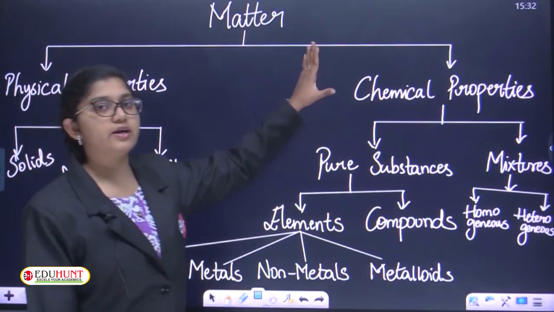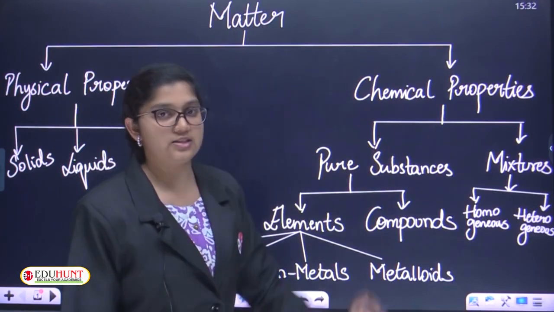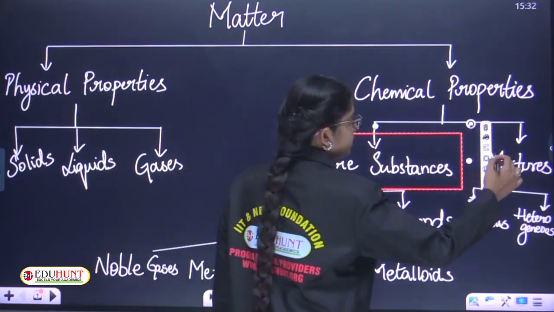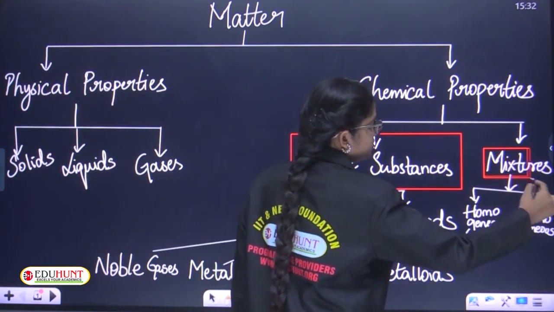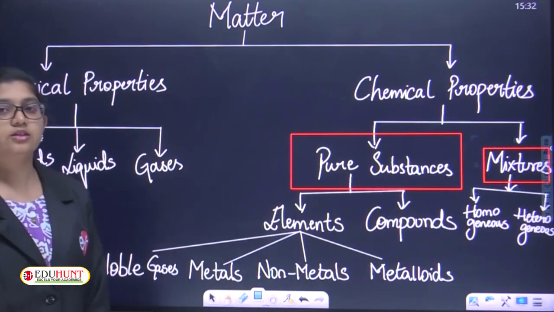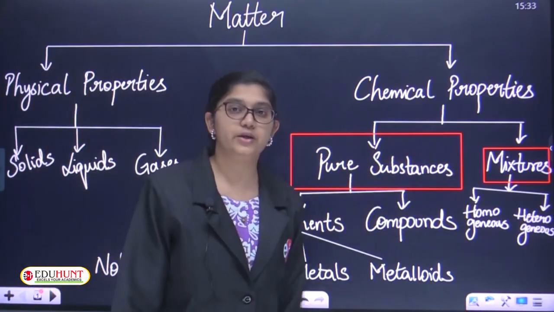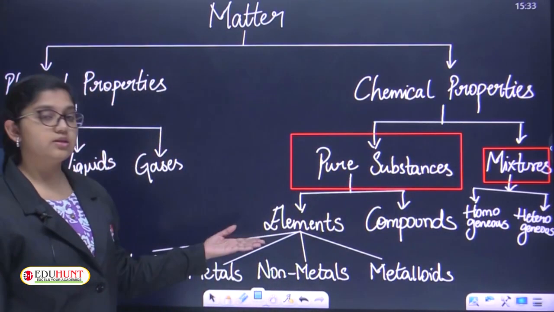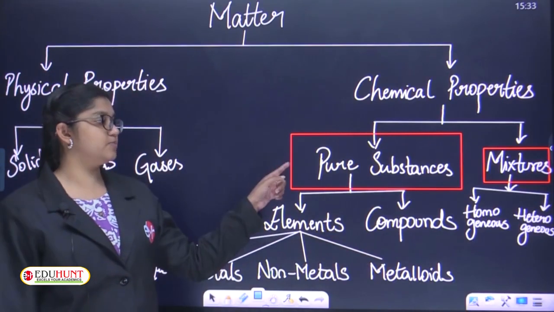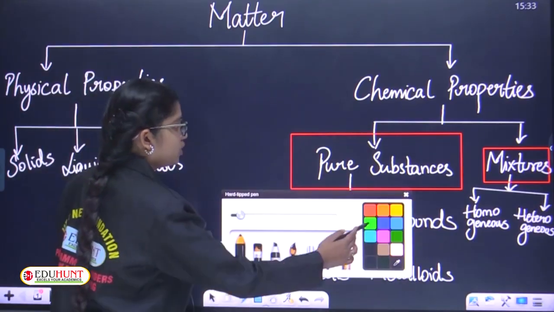So in the chemical properties, based upon the chemical methods, the matter is divided into two main classifications. What are they, children? They are called pure substances and mixtures. Based upon the chemical properties, the matter is classified into two types. First one is pure substances and the other one is mixtures. Yesterday we discussed elements too, right? So elements and compounds are the sub-classifications of the group pure substances.